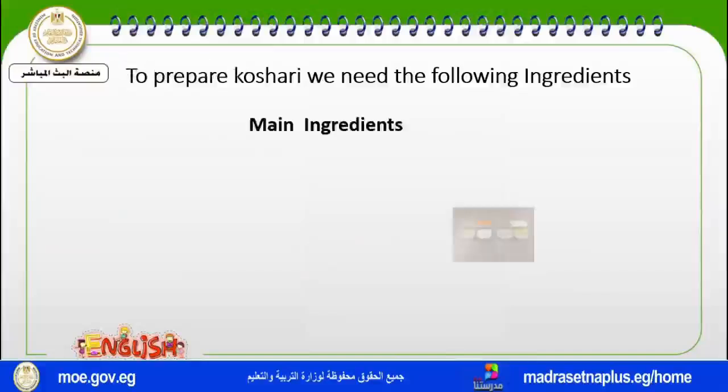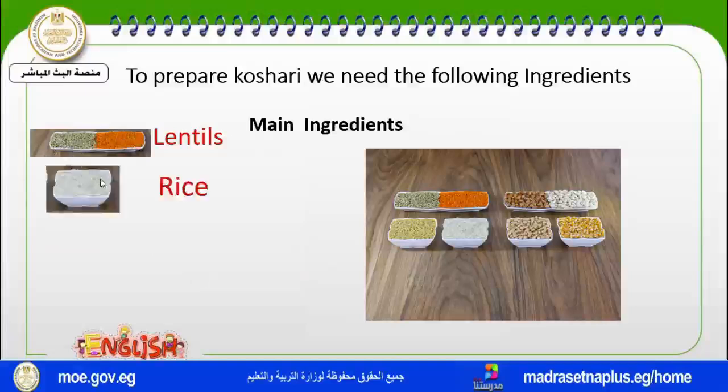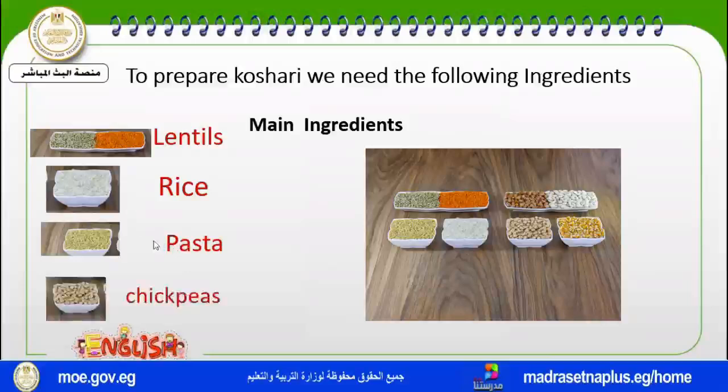Main ingredients include these beautiful things. Can you guess what's in the picture? Yes, great. In the picture, you can see lentils. There are two different types of lentils: the yellow one, and the black one. And sure, we need rice. We need small pasta, and we need chickpeas. These are the main ingredients of kushari.